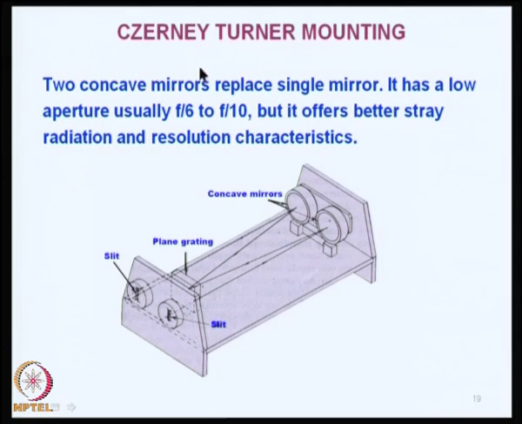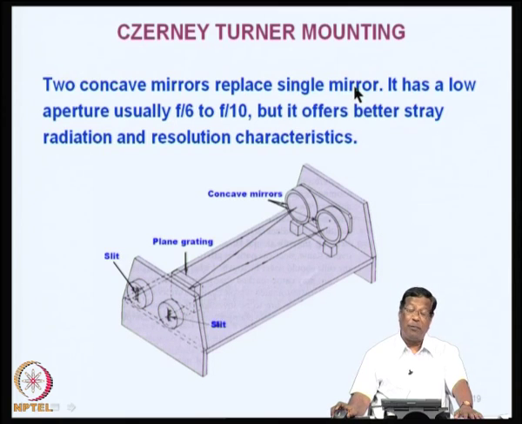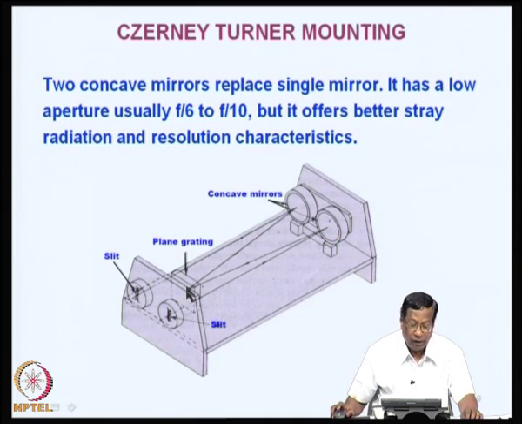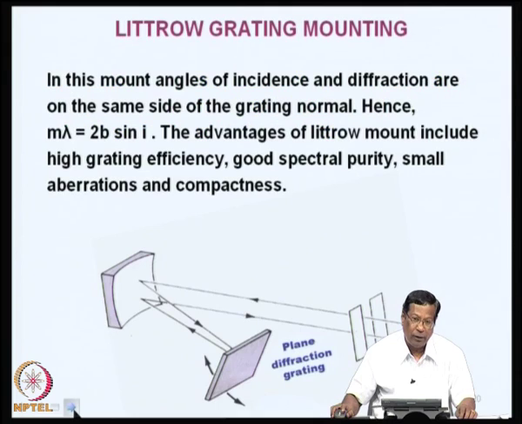Now, another grating mounting is very popular in most of the instruments. Here we use two concave mirrors replacing the single mirror in the Ebert mounting. I have two concave mirrors, one here and another here, and it has low aperture usually of f6 to f10, but it offers better stray radiation control and better resolution characteristics. Here you can see that this is one slit, this is another slit, this is the plane grating, and the radiation comes here, falls on the plane grating and then falls on another concave mirror, and then comes out through the exit slit. This is another arrangement which is very popular in most spectrophotometers and even atomic absorption spectrometers.